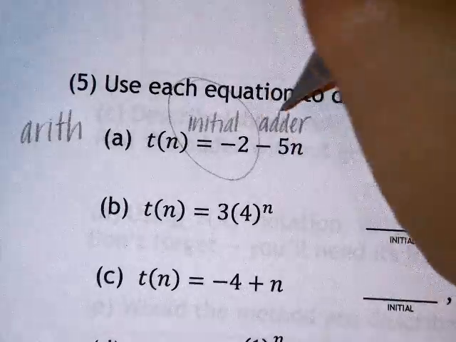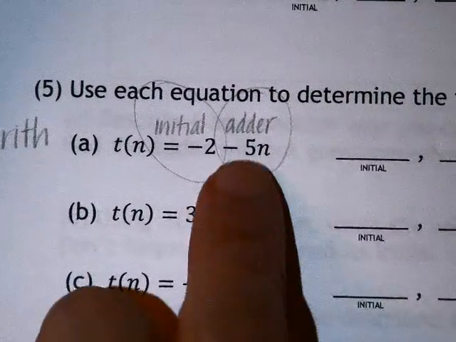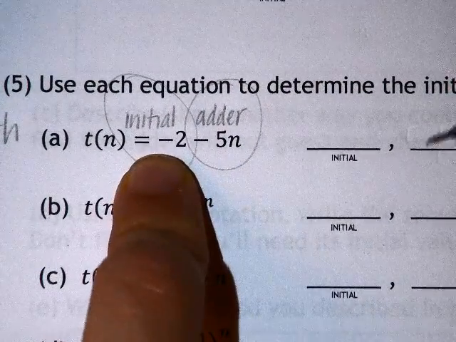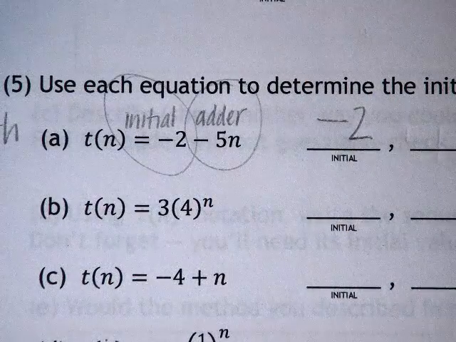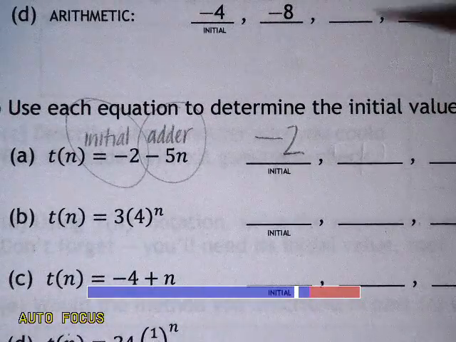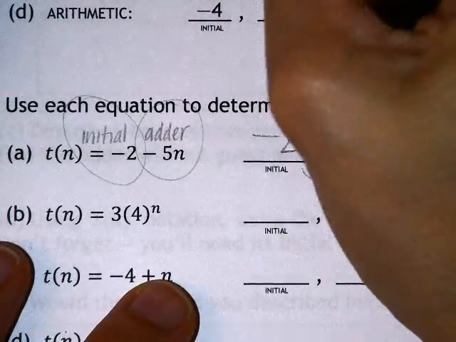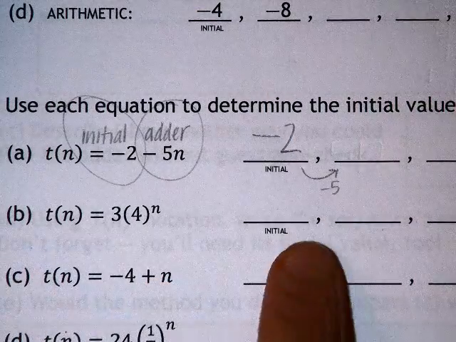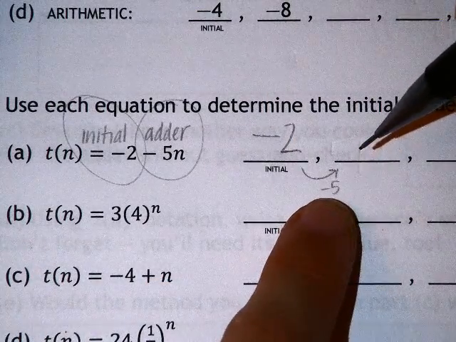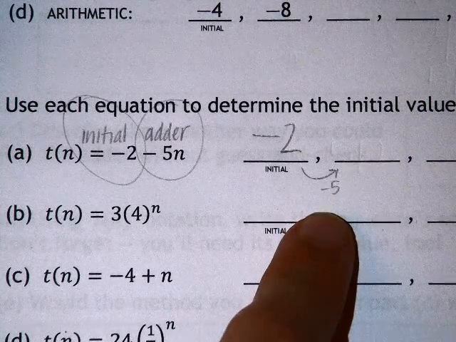So immediately, I've got some information that I can use. The initial value must be negative 2. I can fill that right into the space. This is telling me that the adder is negative 5, which means to get to the next term, I'm going to apply that negative 5, or subtract 5 in order to generate the next term.